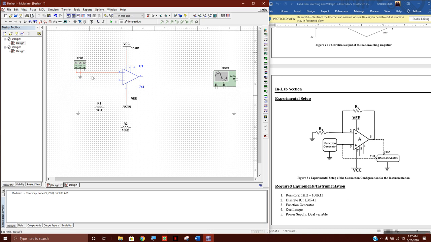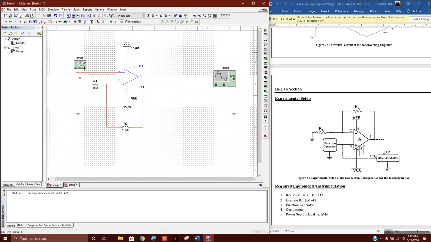Function generator is done. And what else do we need? Yes, now we need to connect these resistors. This goes to pin number 2. This will be connected between these. Pin number 6.